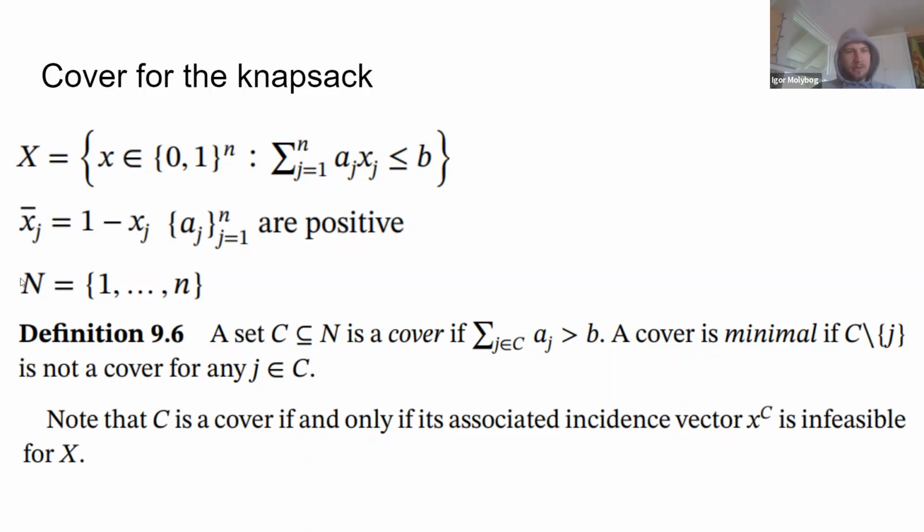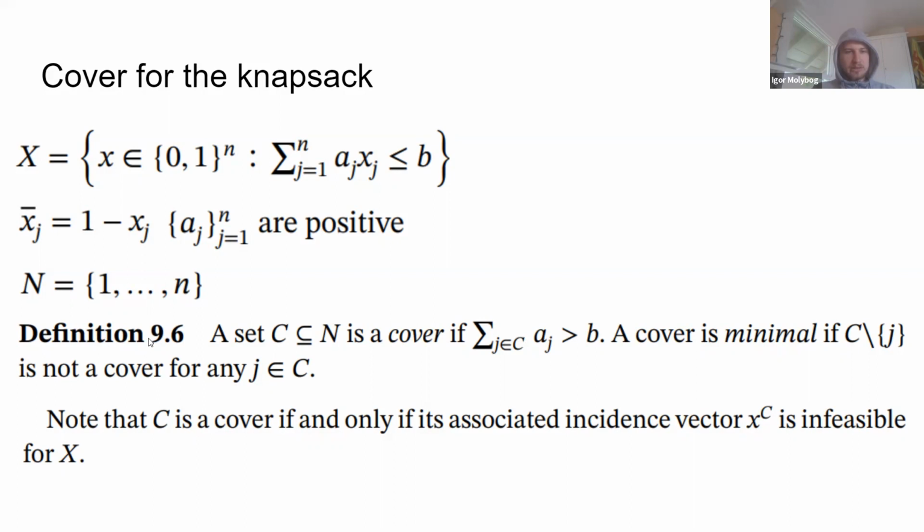And the set of variables from 1 to n is going to be denoted as capital N. Let us introduce a couple of additional inequalities that we can use in order to cut off points from our feasible set.